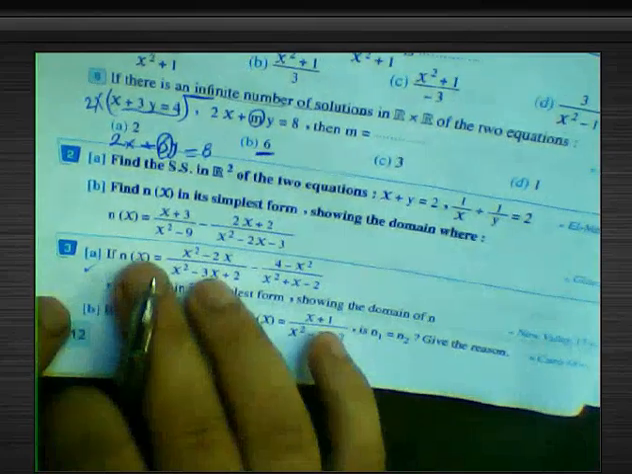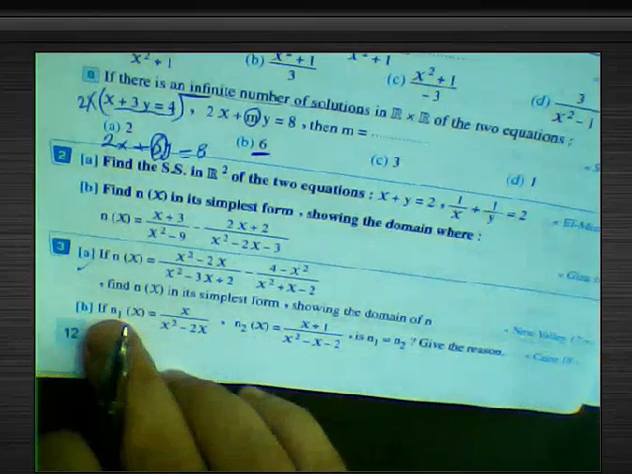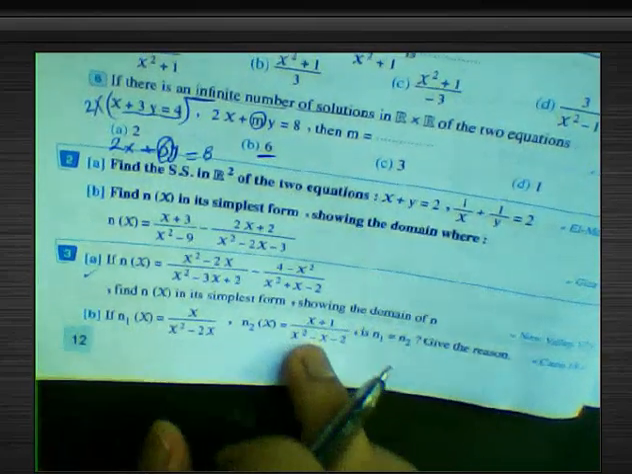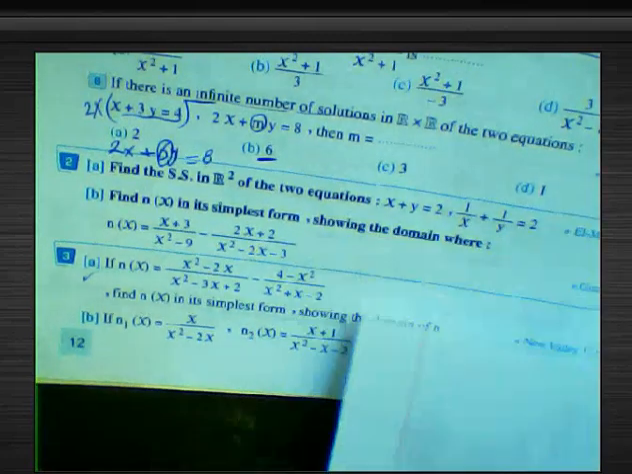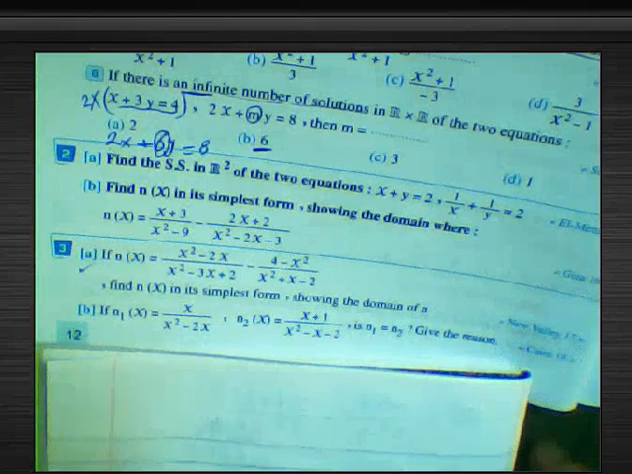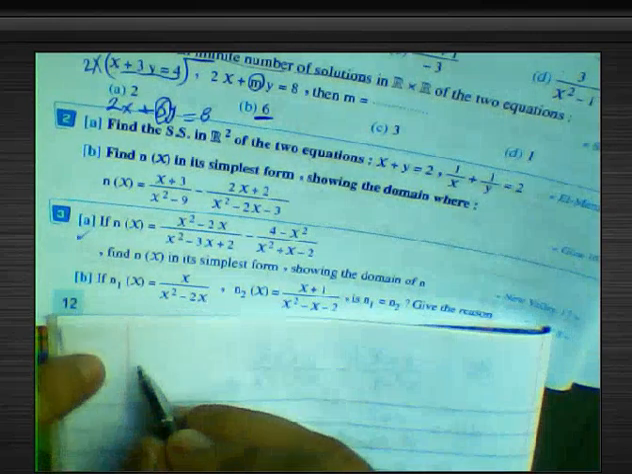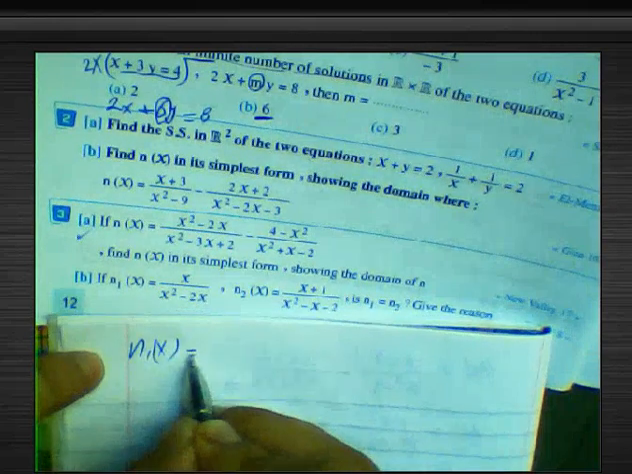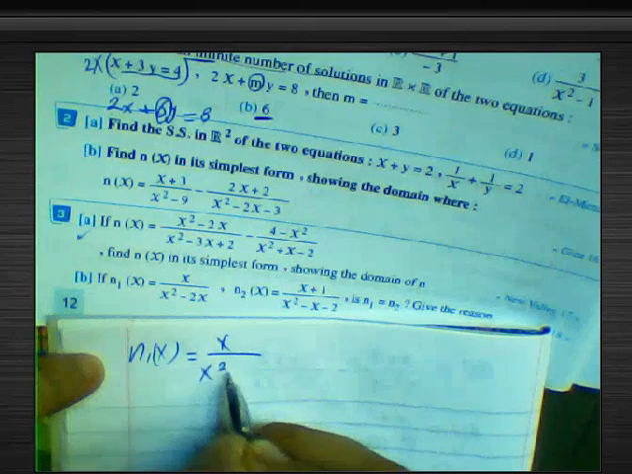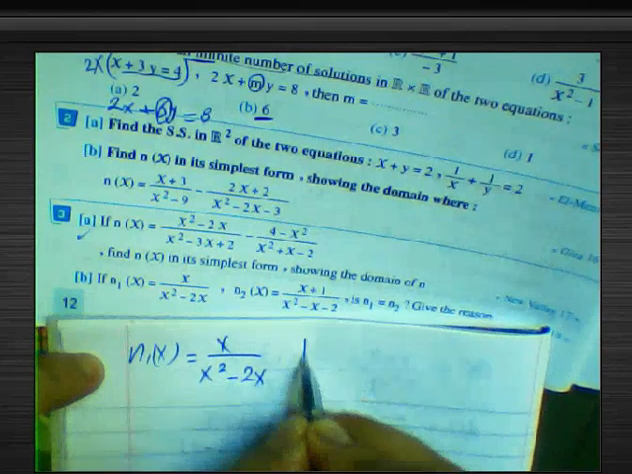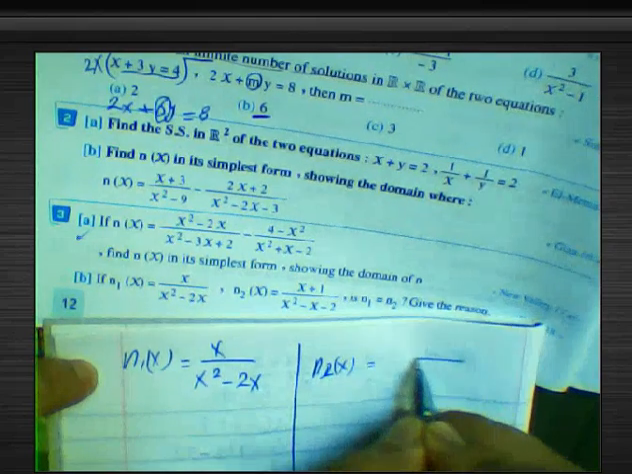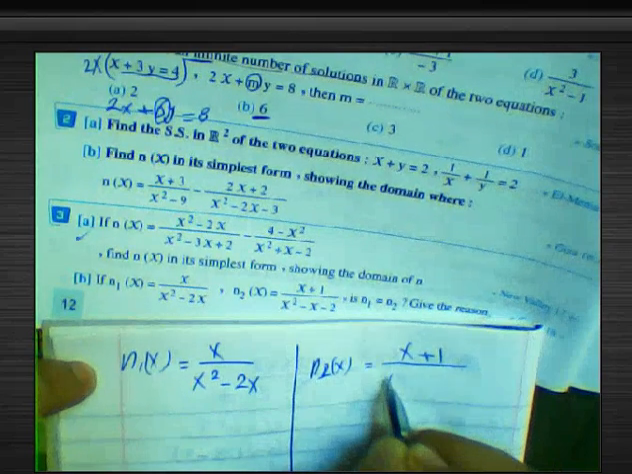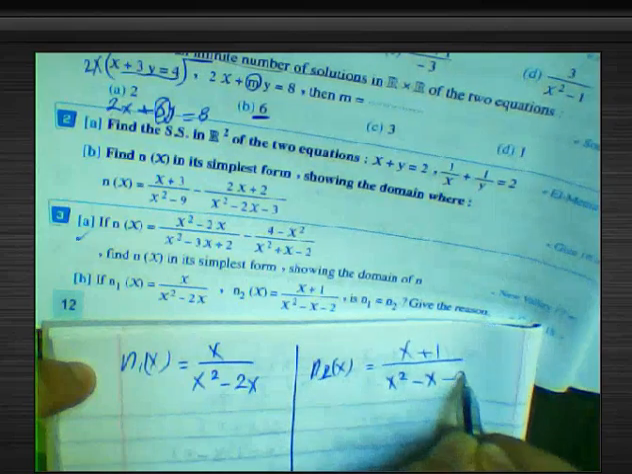Next, question letter B. n1 of x, n2 of x: is n1 equal to n2, given the region? Okay, we will solve it here. We know n1 of x equals x over x power 2 subtract 2x, and n2 of x equals x plus 1 over x power 2 subtract x subtract 2.